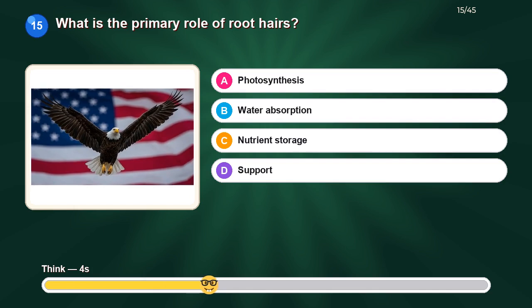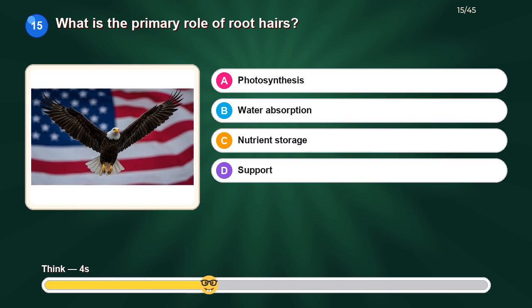What type of inflorescence has a main axis that continues to grow? Option A, cymose. Option B, racemose. Option C, solitary. Option D, compound. The correct answer is racemose.